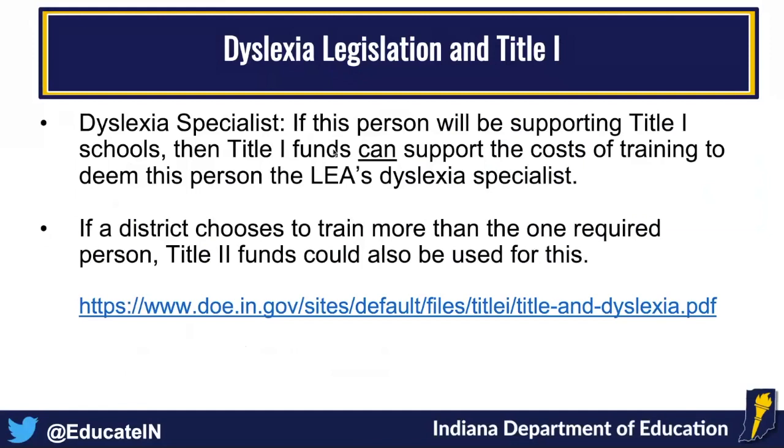So if the district chooses to train more than the statutorily required one person, then other grants such as Title II and Title IV could train additional people, as well as Title I could train additional people too.